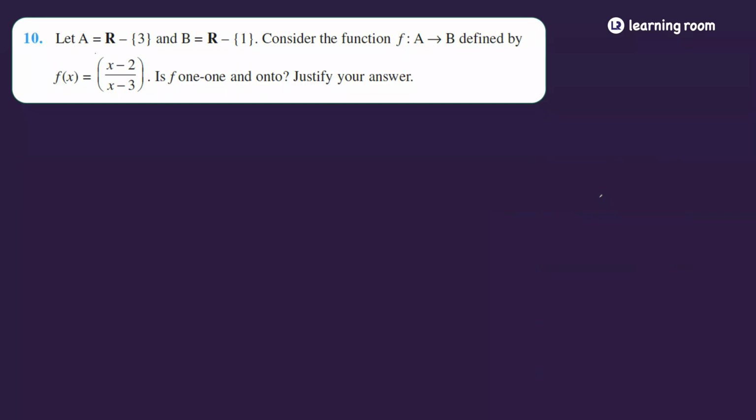Okay. So what about this? There are two sets A and B. A is a set that has real numbers except 3. B is a set which has real numbers except 1. Consider the function f mapped from A to B defined by f of x is equal to (x minus 2) by (x minus 3). Is f 1-1 and onto? Justify your answer.